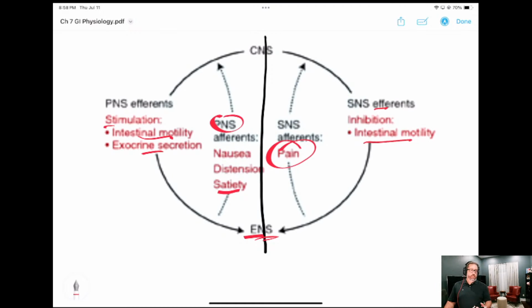We have nausea. Remember, that's the vagus nerve. Our parasympathetics go back. The vagus nerve does both afferent and efferent. So those things are parasympathetic. Sympathetic is more pain related.